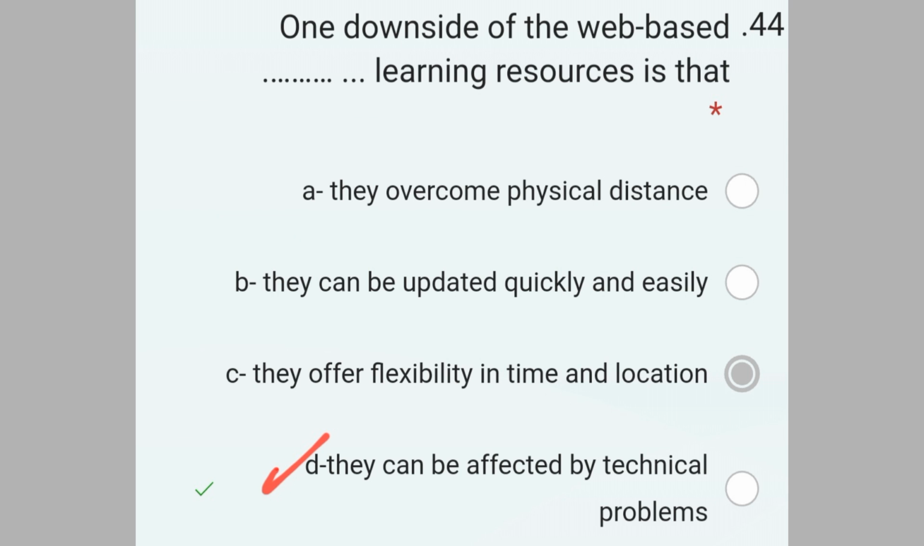44. One downside of web-based learning resources is that: A. They overcome physical distance. B. They can be updated quickly and easily. C. They offer flexibility in time and location. D. They can be affected by technical problems.